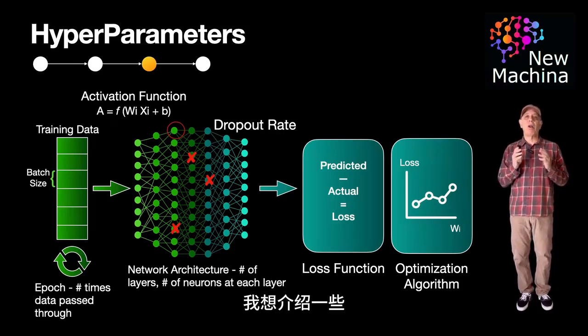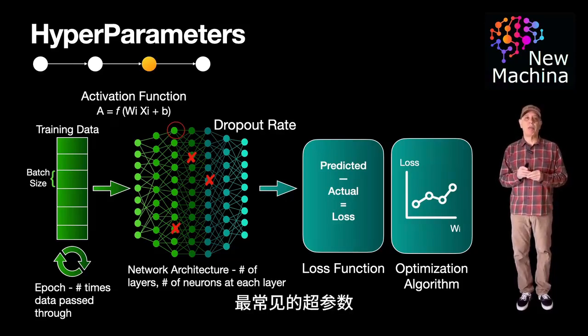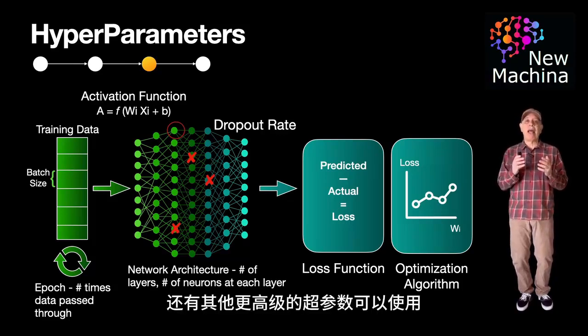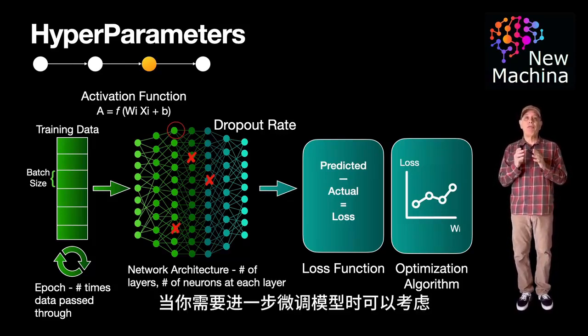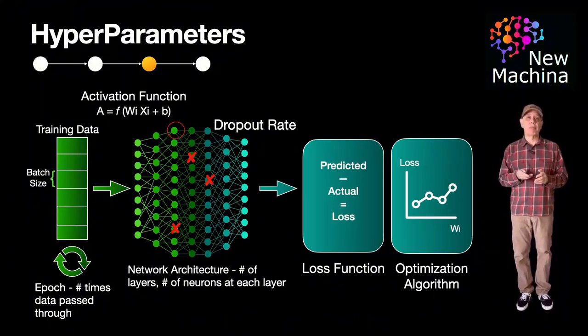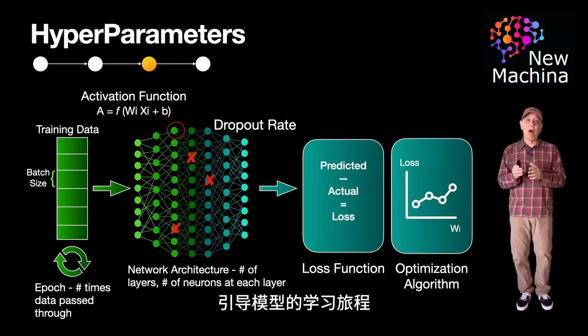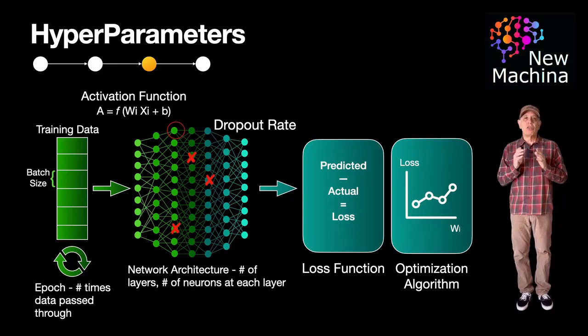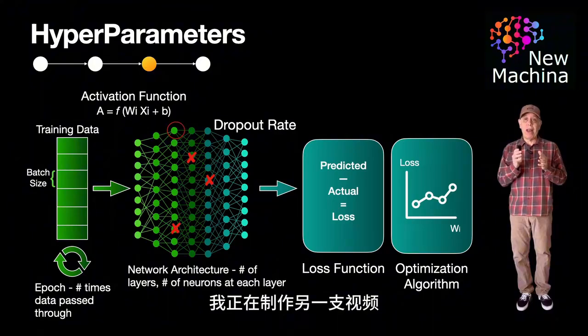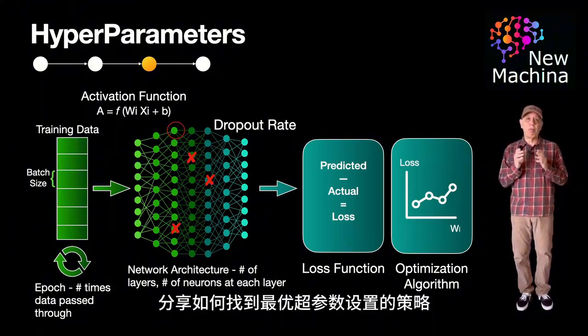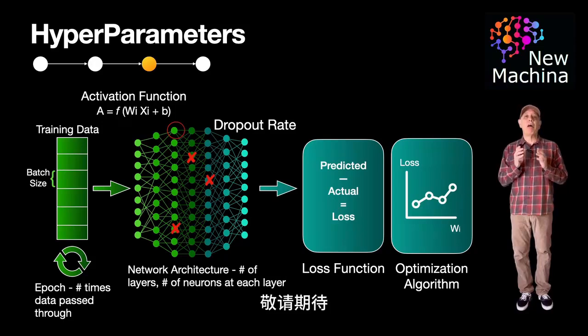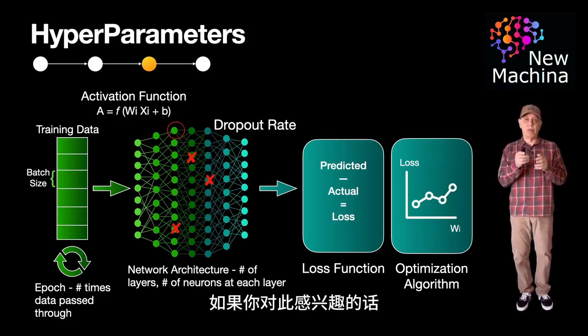So in this video, I wanted to cover some of the most common hyperparameters. But just know there are other more advanced hyperparameters available if you need to tune your model even further. In essence, each hyperparameter has a unique role in guiding the model's learning journey. So with so many dials and knobs to tweak, how do you go about deciding which hyperparameters to tune? I am working on another video to share strategies to find the optimal hyperparameter settings. Keep an eye out for this if this sounds interesting to you.